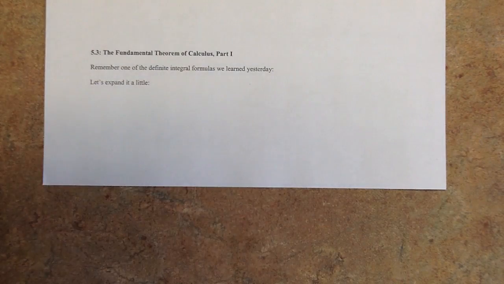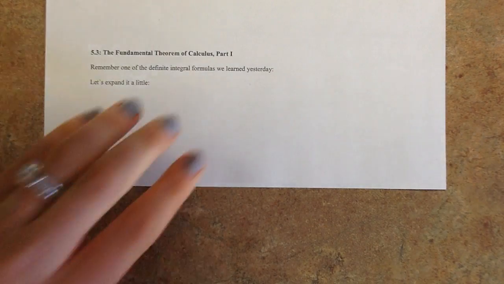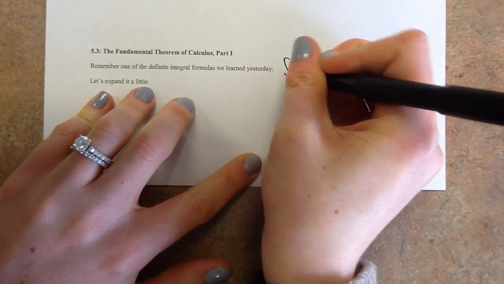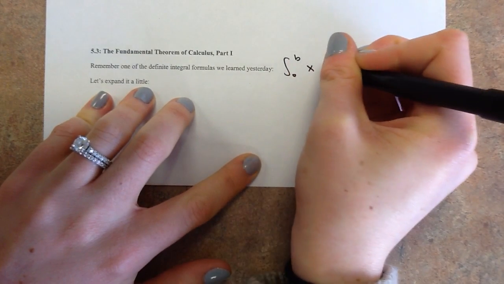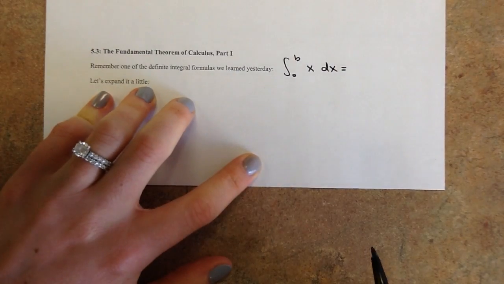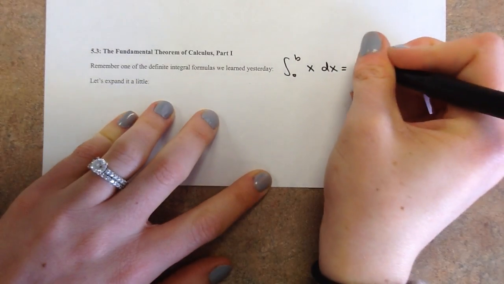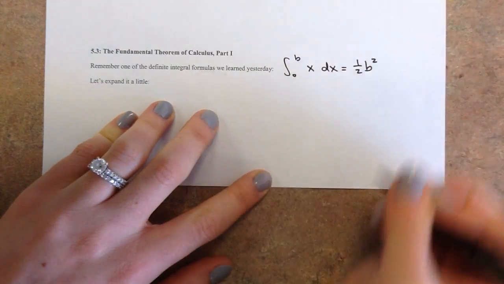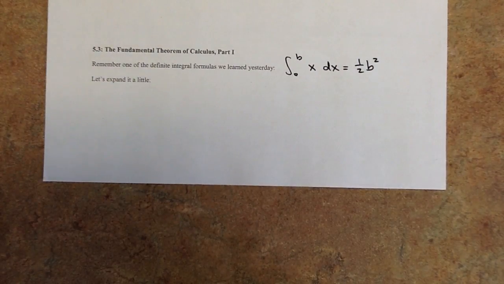So one of the definite integral formulas that we learned, I want you guys to write this down. From 0 to b of x dx. Not yesterday actually, I guess that's a lie, a couple of classes ago. We learned this formula and we have that it is 1/2 b squared. Now, as I was moving around, listening to some of you guys talking, I noticed that some of you were starting to piece things together. And you were probably right. We want to expand it a little bit though.